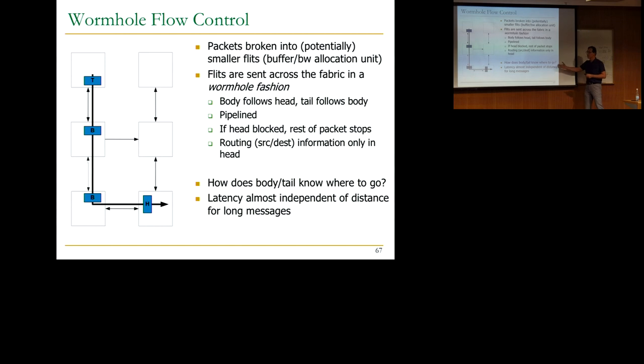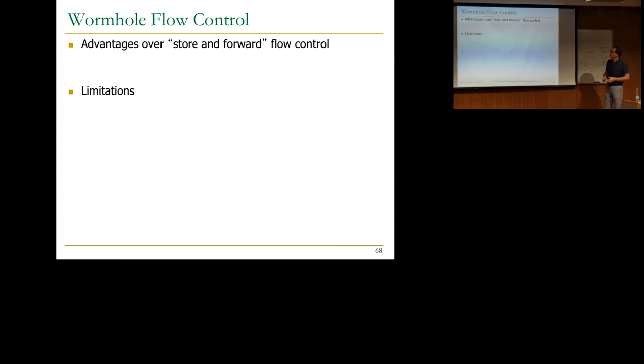How does the body and tail know where to go? You leave breadcrumbs behind, and the tail eats the breadcrumbs so that the router becomes free at the end. So it's a worm going through the network. Latency is almost independent of the distance for long messages, because you're pipelining the entire network. So clearly, this is lower latency, and you get more efficient buffer utilization over store and forward.